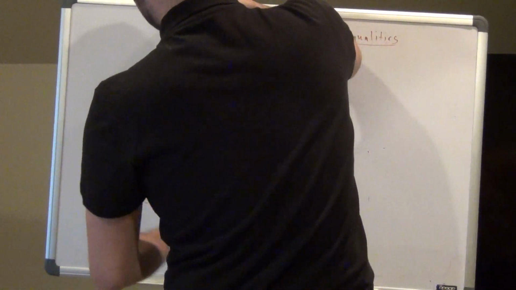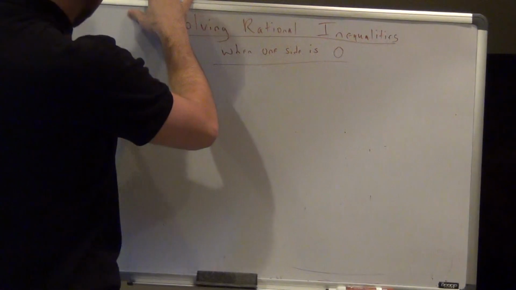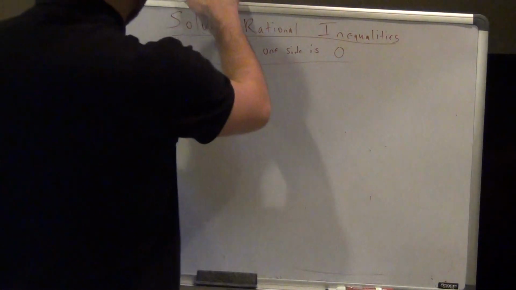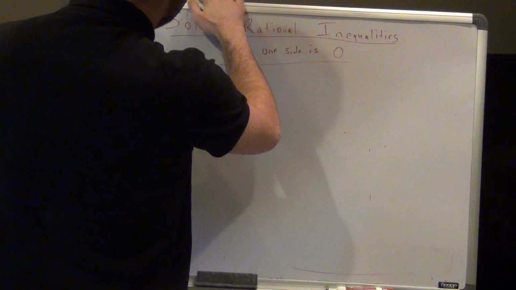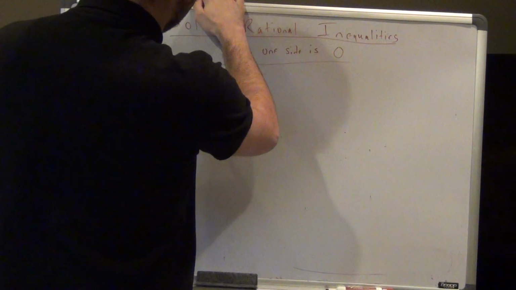So one more example. Example 3. Let's say you get x squared minus 16 over x minus 1 squared is less than 0.